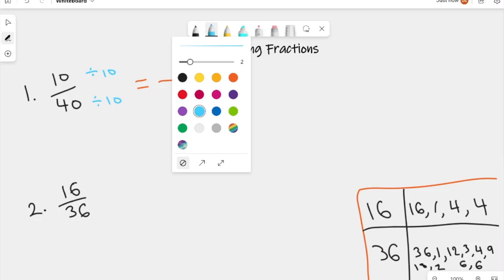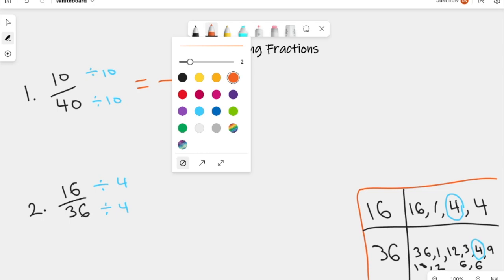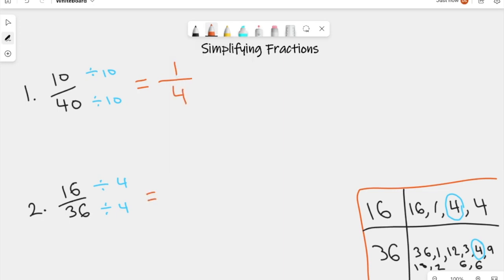Well, we don't have many here in our top row, but we can see 4 goes into both 16 and 36. So let's try it. Let's divide the top and bottom by 4. That gives us on the top, 4 goes into 16 4 times, and 4 goes into 36 9 times.